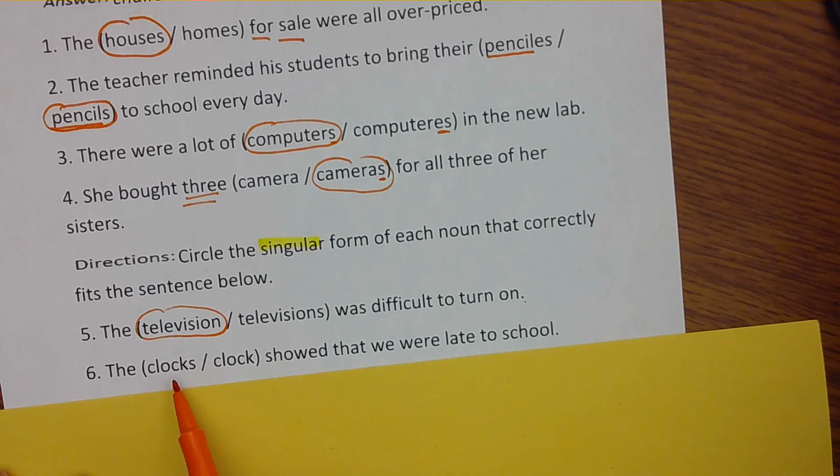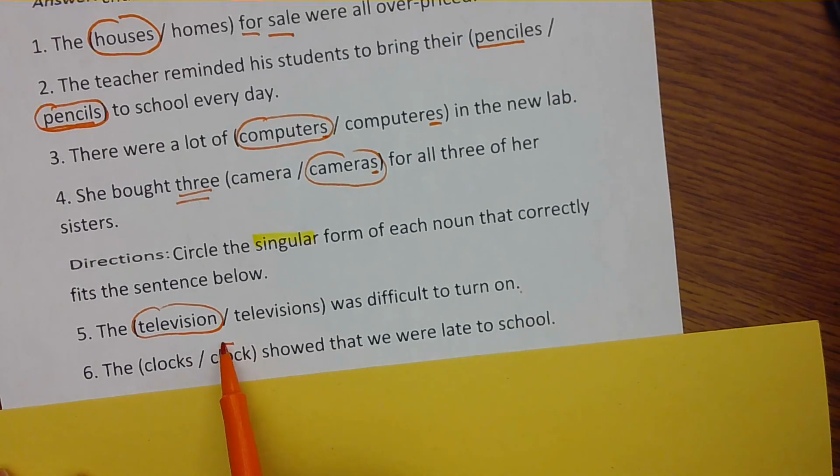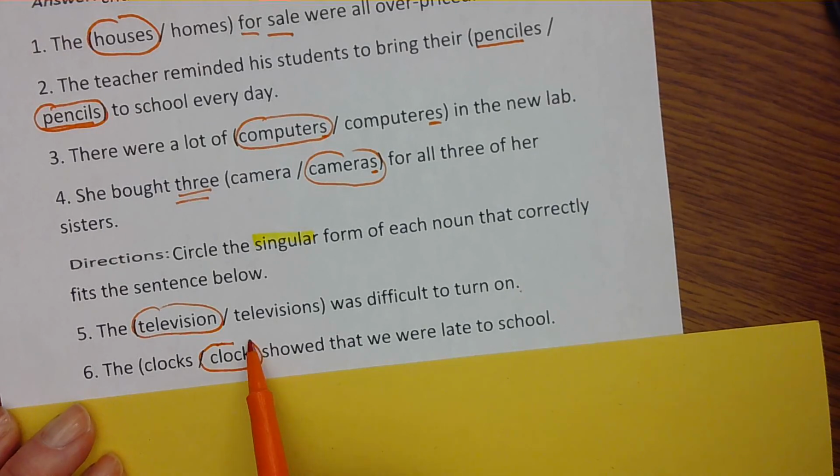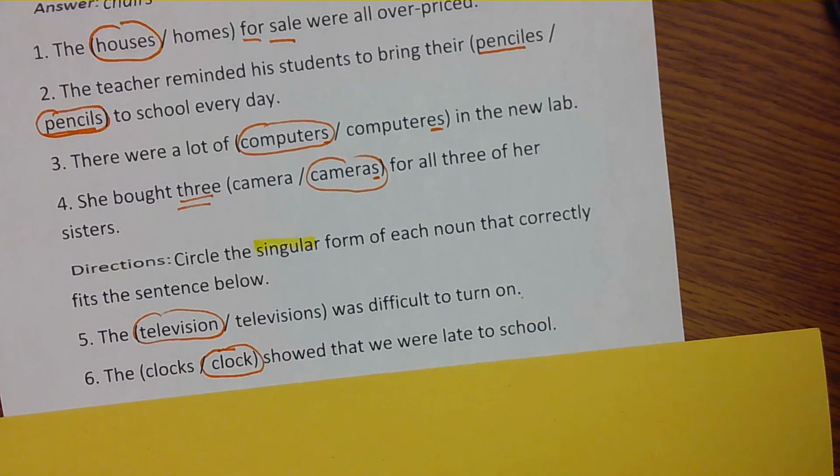The clocks or clock showed that we were late to school. Now this one, both of them make sense. The clocks showed that we were late to school. You could have lots of clocks in your house, like I do, or the clock showed that we were late to school. So both of these make sense. But we are told in our directions that we're to find the singular form. So which one is one clock? And it's the noun without the S. The clock showed that we were late to school.